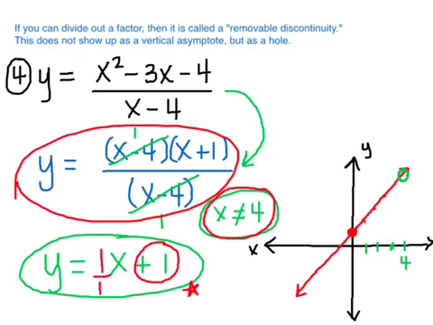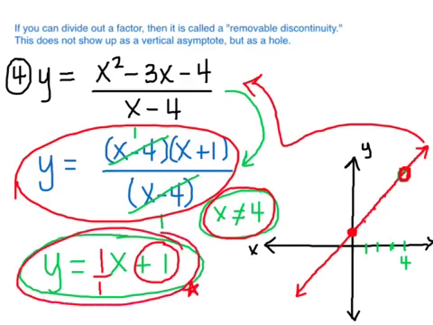So let me fix this up a little bit. We're going to continue this line forever, but we're going to have a hole in the line right there. And so there will be no point at that specific point, and the only way you can really show that well is to draw an open circle, meaning there's a hole there. And so that is literally the graph of this function. It looks almost like its simplified function, except for the fact that you have a hole at x equals 4.